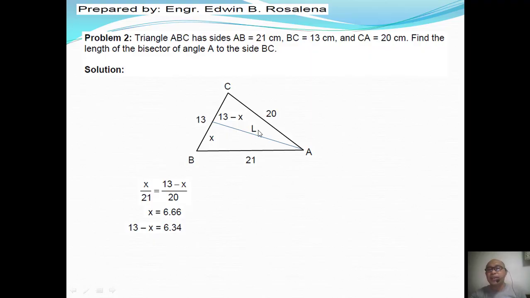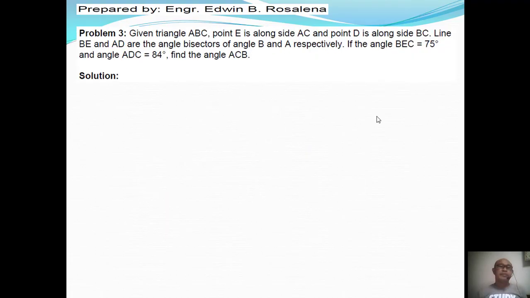So, if you recall, we have the formula for L. And L squared is equal to the product of the two sides, 21 times 20, minus the product of the two segments. So, 21 times 20 minus 6.66 times 6.34. And L is 19.43. So that is problem number 2. Okay, we are here. Problem 3.